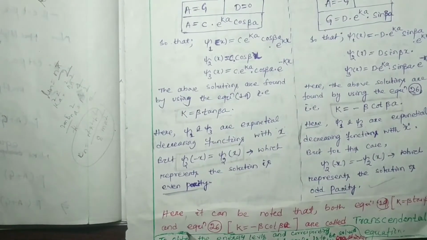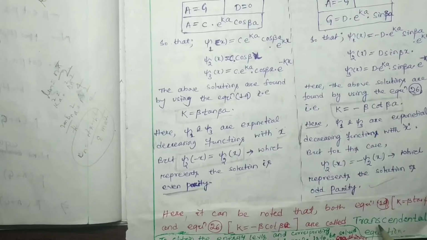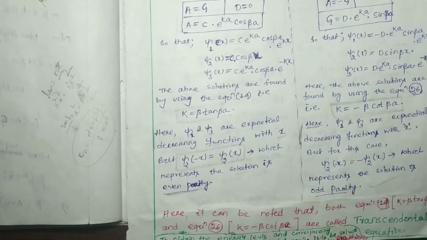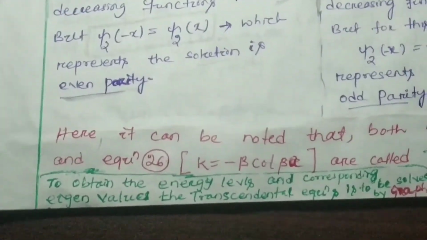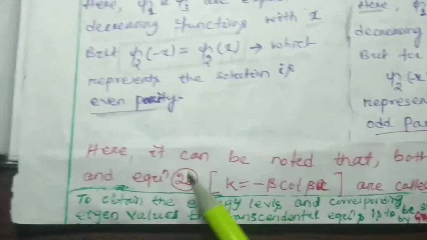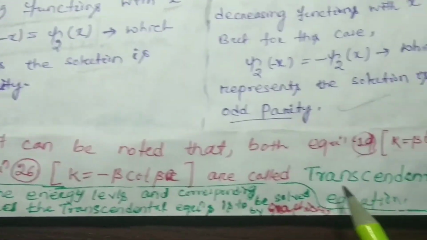Here it can be noted that both equation number 19, that is k equals beta tan beta a, and equation number 26, this one, are called transcendental equations. After this line you just write these two lines. For better visibility I am going to zoom for you. You can see what I have written. These two lines you have to write after this transcendental equation.